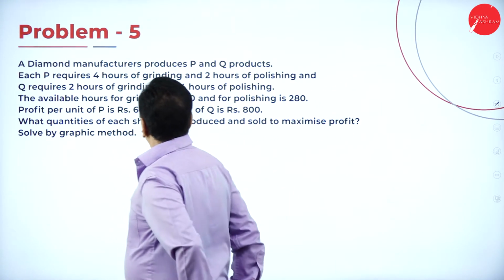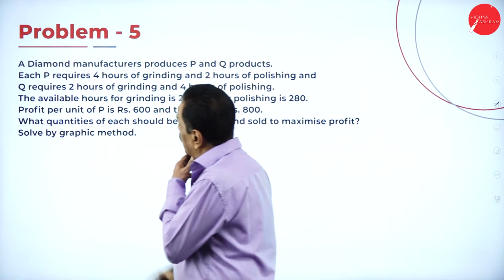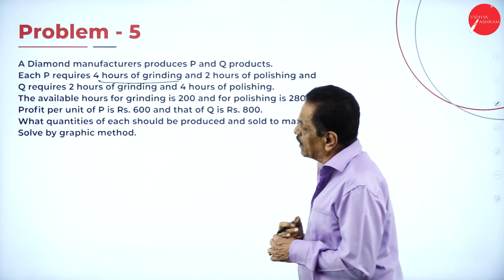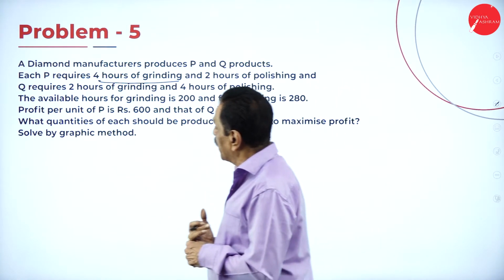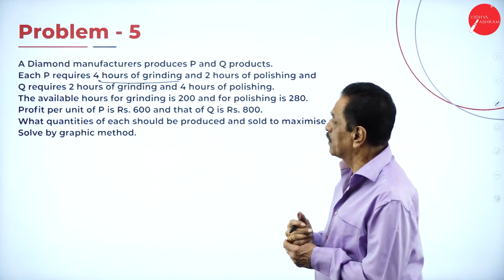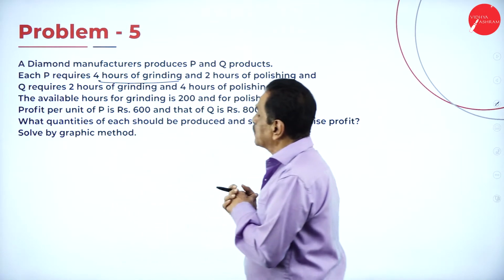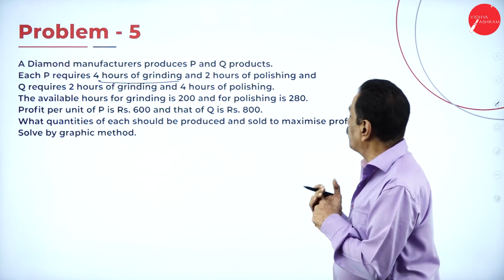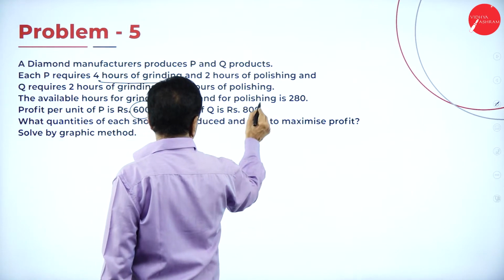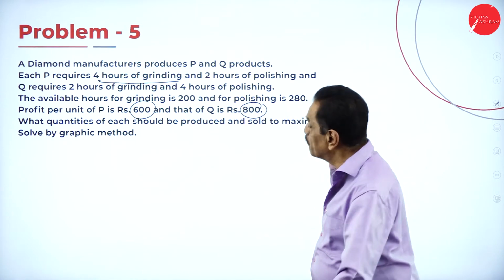A diamond manufacturer produces products P and Q. Each P requires 4 hours of grinding, 2 hours of polishing, and Q requires 2 hours of grinding, 4 hours of polishing. So what have we got? One is grinding, one is polishing. The available hours for grinding is 200 and for polishing is 280. Profit is 600, another is 800. So how to solve graphically?